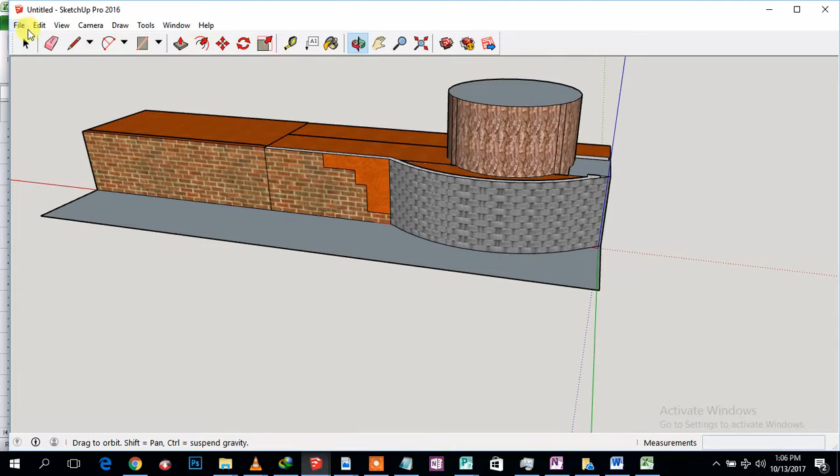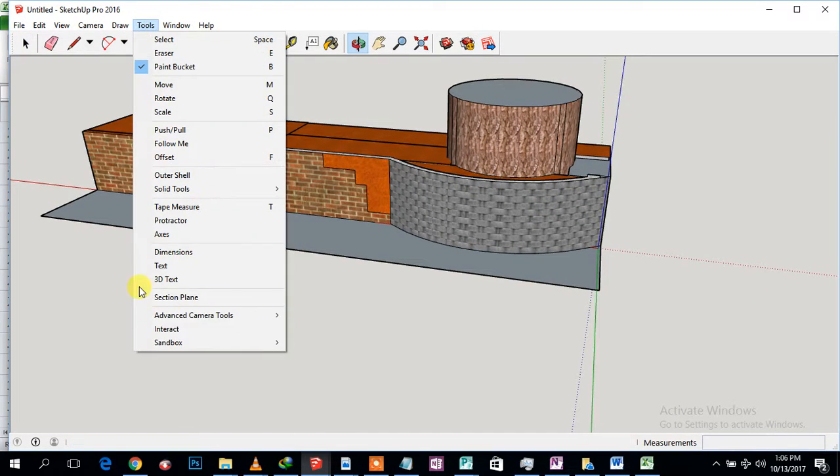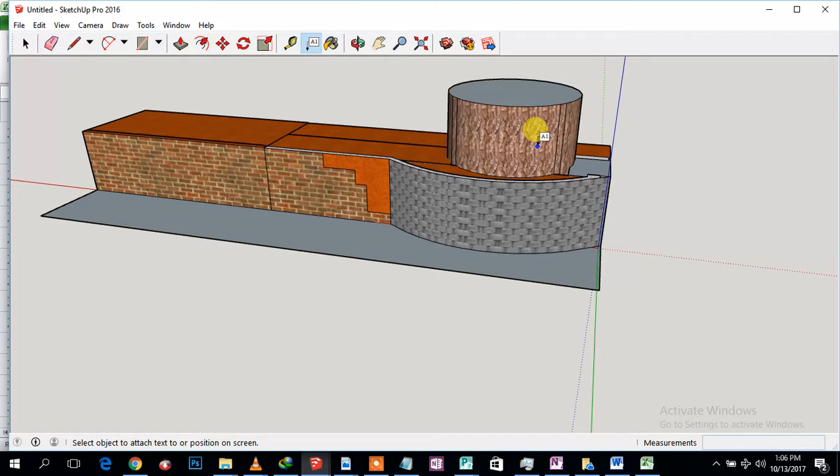You see, we have a tree trunk. Let me just level it. That's the tree trunk. This one. All right. That's the tree trunk. Okay. All right. That's the tree trunk.